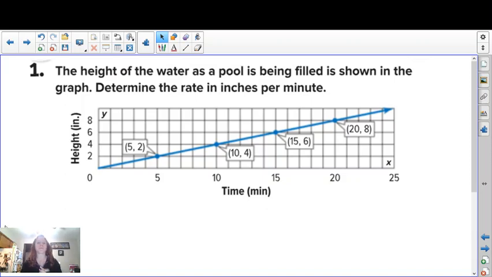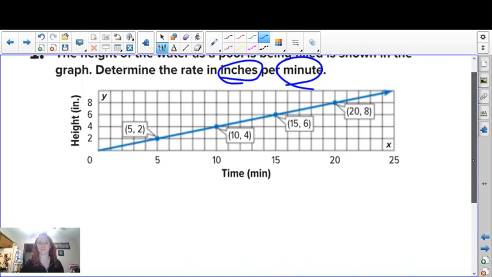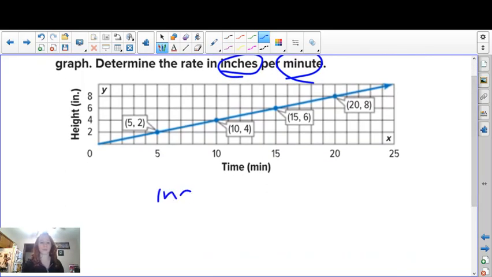So number 1, the height of the water as a pool is being filled is shown in the graph above. Determine the rate in inches per minute. So it wants me to find inches per minute. So I have inches over minutes.